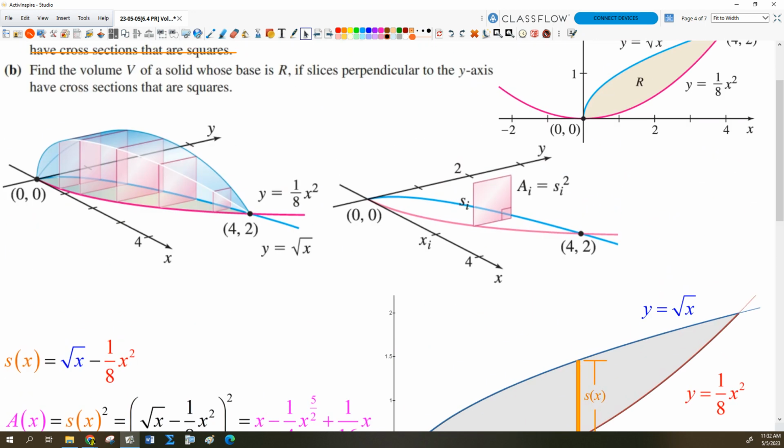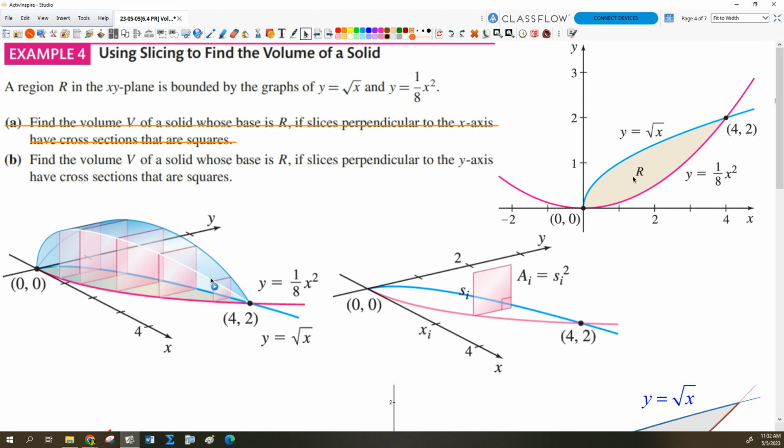Okay, so what would this look like? Let's just take a quick look at, I think I have something here. Do I not? Yeah, I do. Okay.